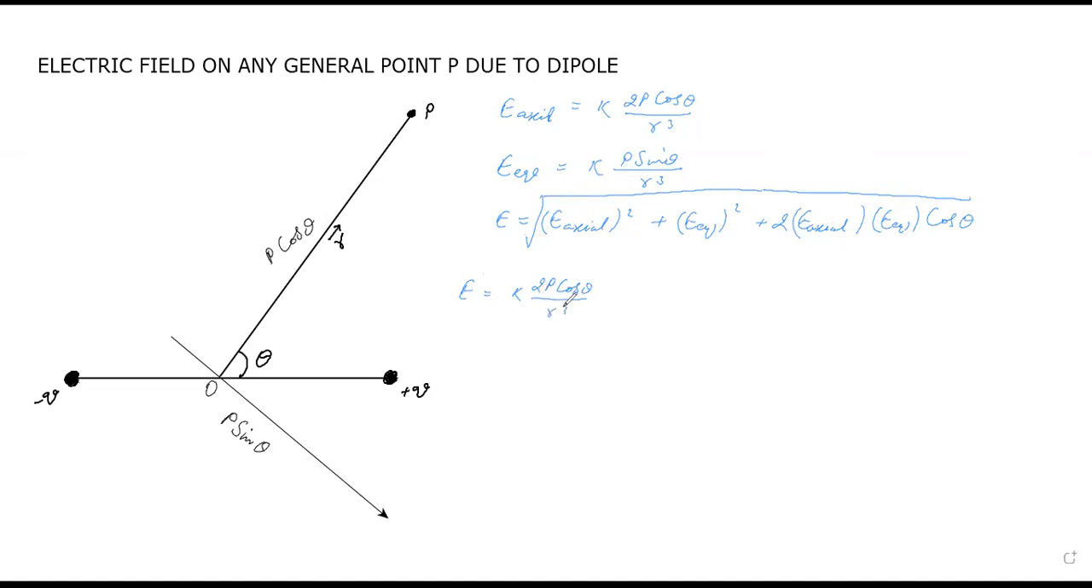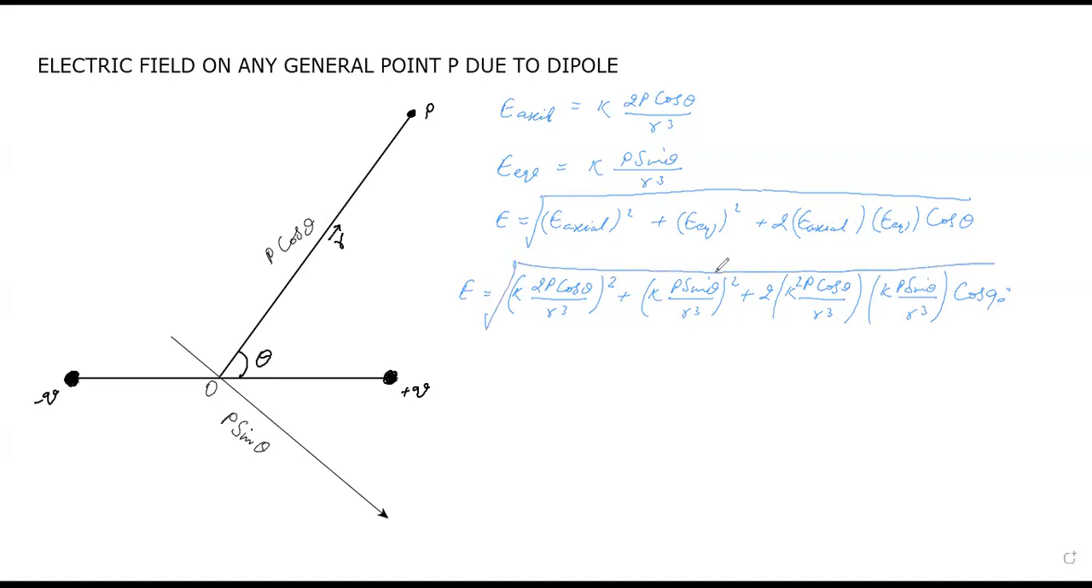Finally, we can write here E is equal to the square root of K 2p cos theta over r cube, whole square, plus K p sin theta over r cube, whole square, plus 2 into K 2p cos theta over r cube into K p sin theta over r cube into cos of 90 degrees, because the angle between E axial and E equatorial is 90 degrees. So we are taking here theta is equal to 90 degrees.